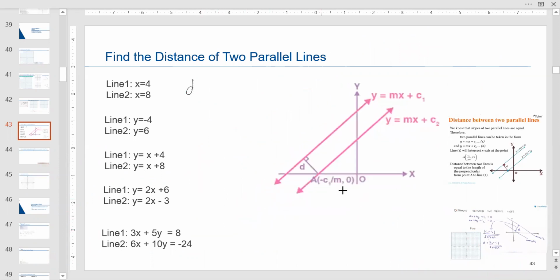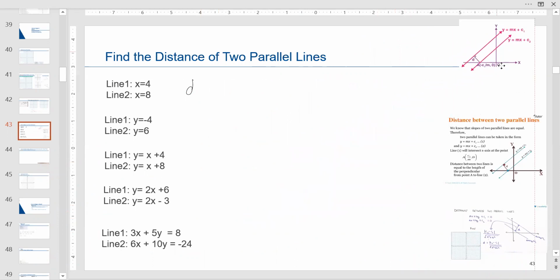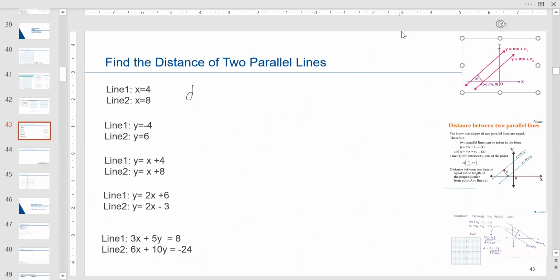I make this one a little bit smaller, put the right corner here. Okay, so go back here. Let me rewrite this one. The D is C2 minus C1, absolute value, over the square root of 1 plus m squared.